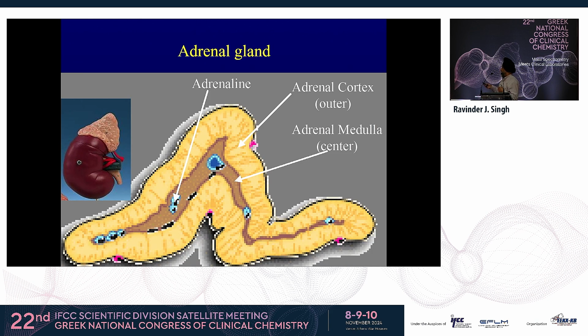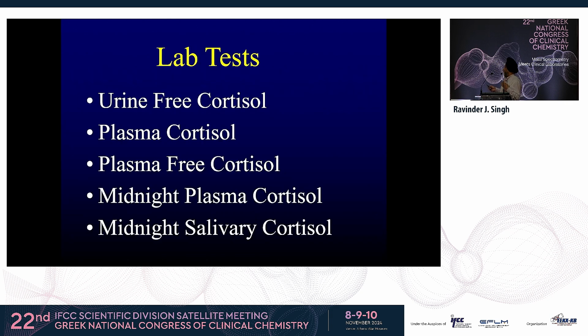I think a lot of work has been done in metabolomics, but we still need to work on adrenal-based metabolomics. This is a cross-section of the adrenal gland: the outer cortex is responsible for glucocorticoids, mineralocorticoids, and sex steroids. And there's another type of tumor, called pheochromocytoma, which is due to the catecholamines: dopamine, epinephrine, and norepinephrine.